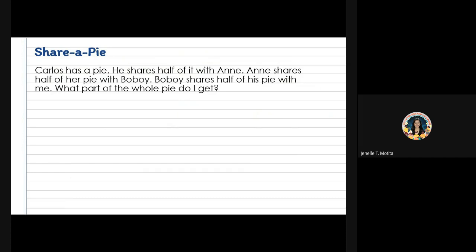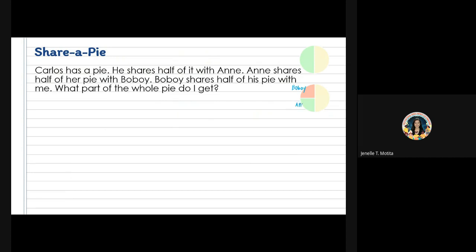We could draw pies and then make successive slices of halves to picture out this problem. Imagine you have a pie, Carlos has a pie, and he divided it into two, meaning half of it is shared with Anne. So this part, the color green, is the part of Anne, and this one is for Carlos. Then Anne shares half of her pie with Boboy. It is illustrated by this one. This is Boboy, and this is Anne.